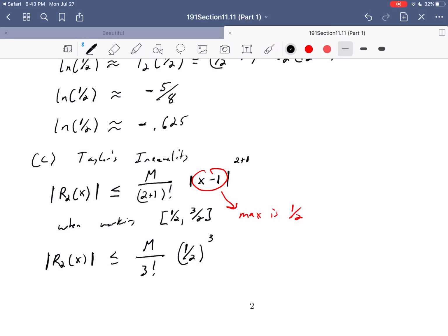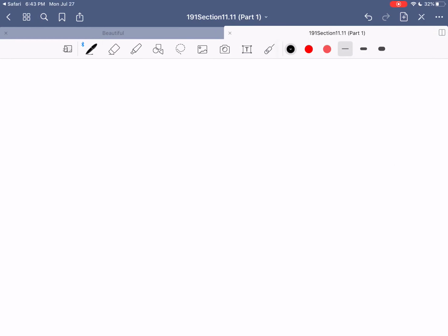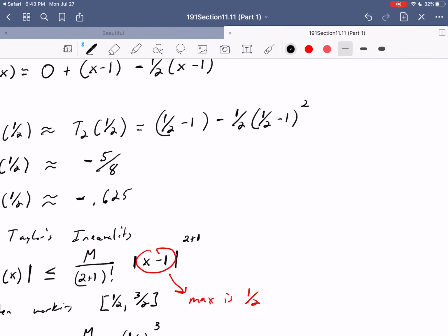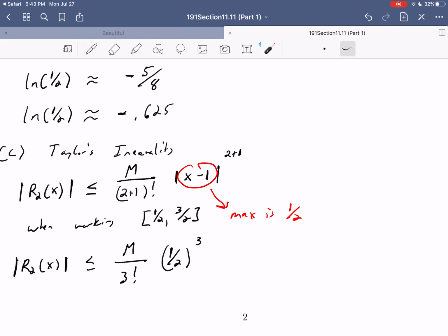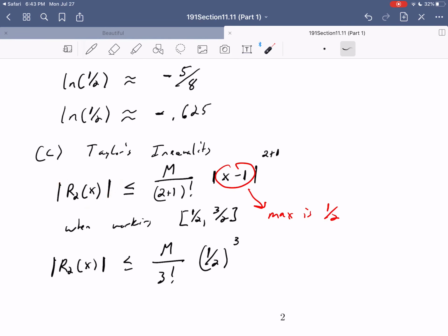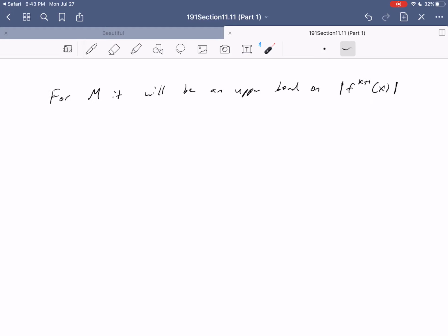So let's talk about how we're going to do that. Remember, we'll take this on to the next page, I guess. For M, it will be an upper bound on the k plus first derivative in absolute value. Since we only did T2, right? Since we're looking at R2, since we built T2, we need to go to the third derivative.